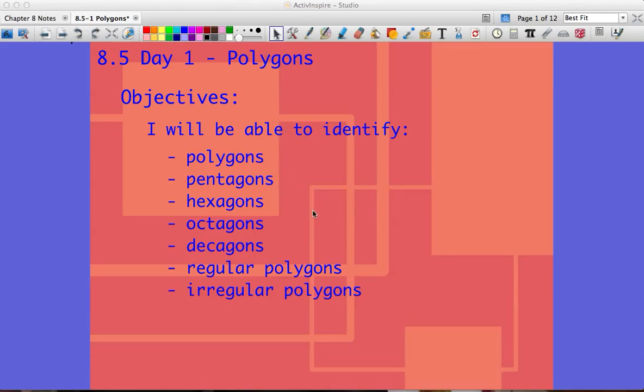Polygons. Today we're going to talk about what makes a shape a polygon and all the different kinds of polygons. I only want you to be able to identify the pentagons, hexagons, octagons, and decagons, but we will discuss other polygons throughout the lesson.